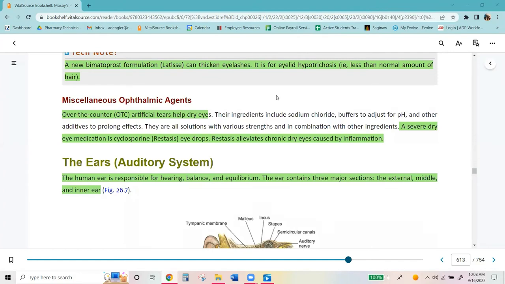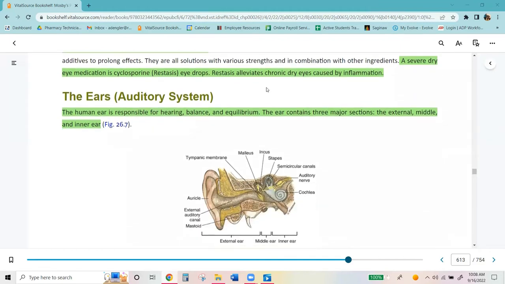Over-the-counter agents like artificial tears help people with dry eyes. It's a very common condition. A severe dry eye medication is Restasis for prescription, but most of them are over the counter. Restasis alleviates chronic dry eyes caused by inflammation.